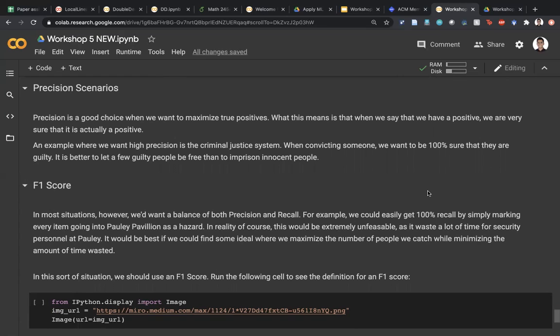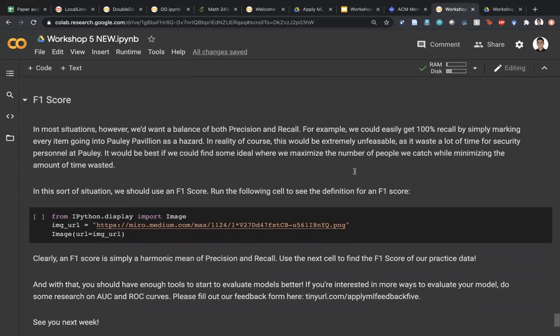Cool. So let's talk a little bit about F1 score now, right? Because oftentimes we humans are greedy. We don't want just one or the other. We want both. So in this case, and in most situations, we usually want a balance of precision and recall, because we don't want to be making too many mistakes on one side or too many mistakes on the other side. We kind of want a balance, right? So a good way to get balance is using an F1 score.